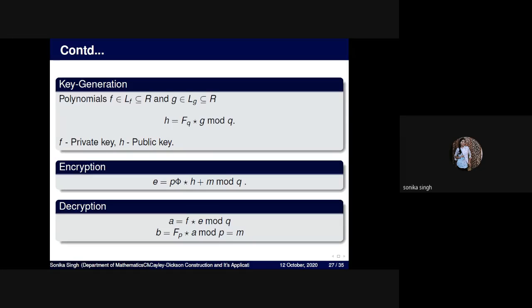We can analyze the security of the NTRU crypto system from the point of view of several attacks, but since we have a time constraint and we want to see all the systems based on the Cayley-Dickson construction, we will not go into the security part.